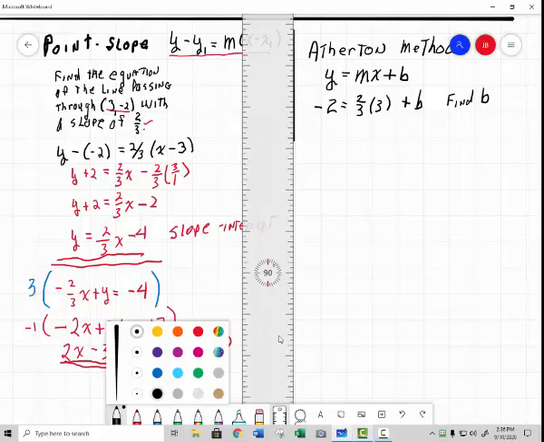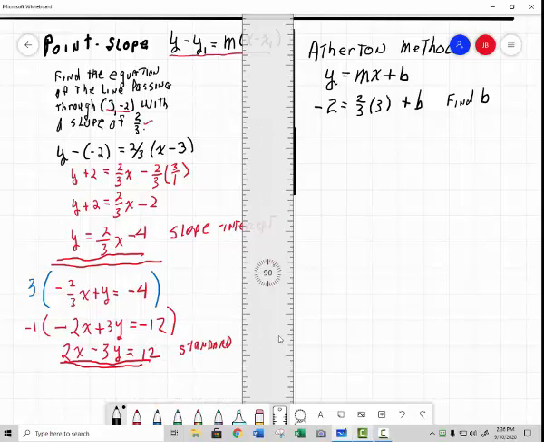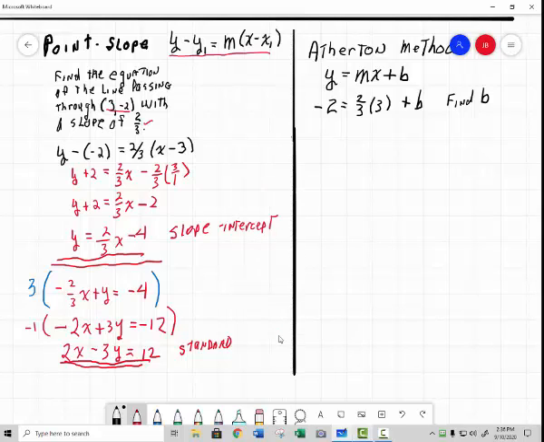And he said, let's do it this way. The slope-intercept form is y equals mx plus b. You have a value, our point was (3, -2), and the slope was 2/3.